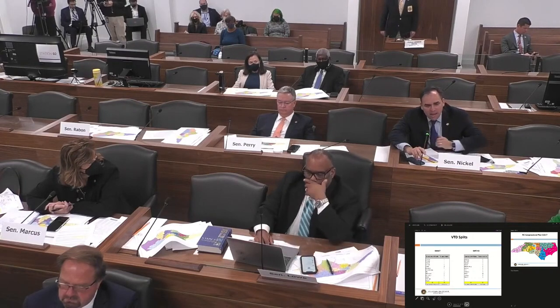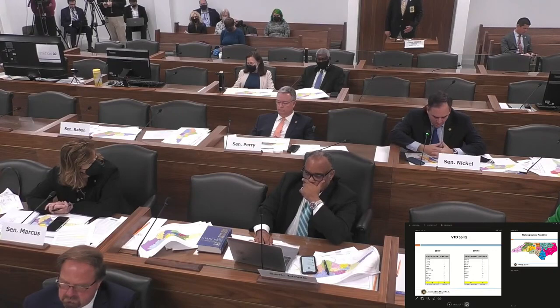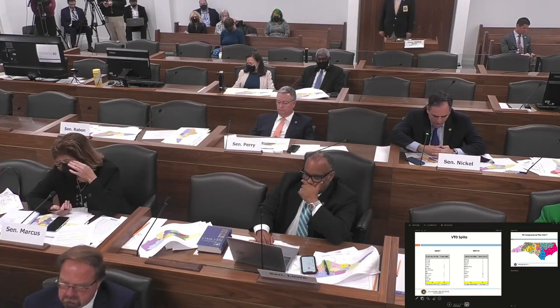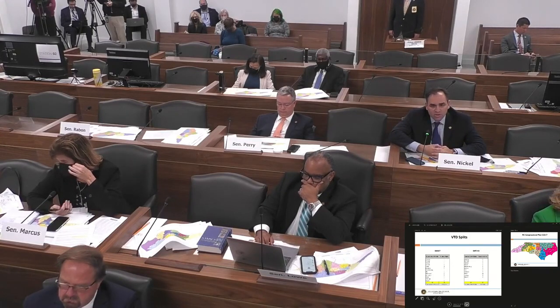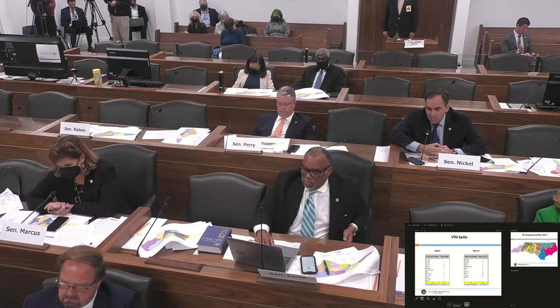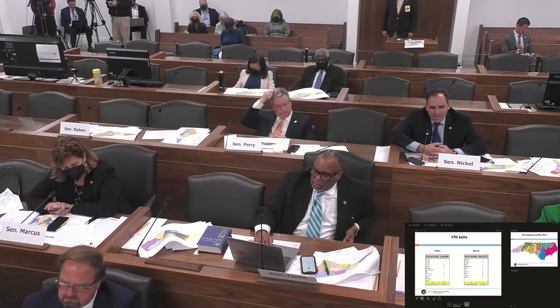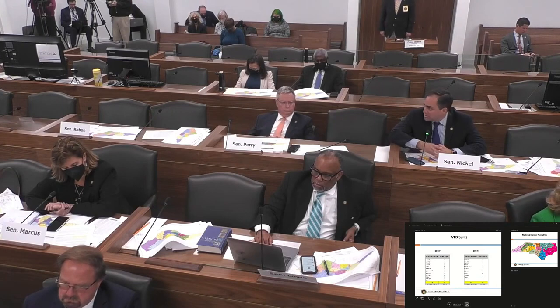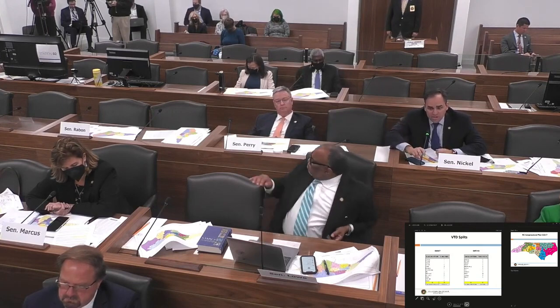And to say that the map that we just passed is a fair map and not an extreme partisan gerrymander is just laughable. And so I would just say to the committee, if you're going to say that, judges get pretty upset, and judges like Judge Fitch, they let you know about it.